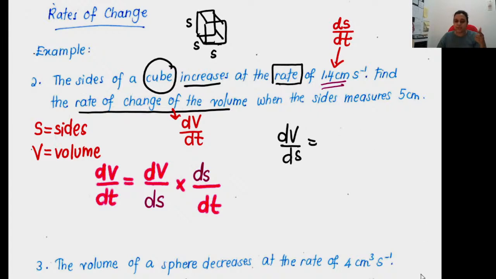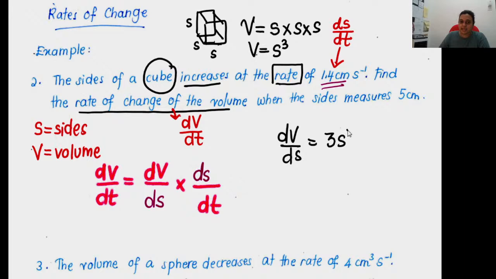Don't write L, L, L, because I know most of the time students use length, width and everything. So we write S, S, S, because the sides of a cube are the same. So the volume is S times S times S, which is S cubed. So you have to create that formula for the volume. From here you differentiate, you will get 3s squared.